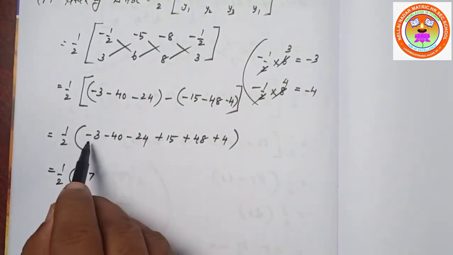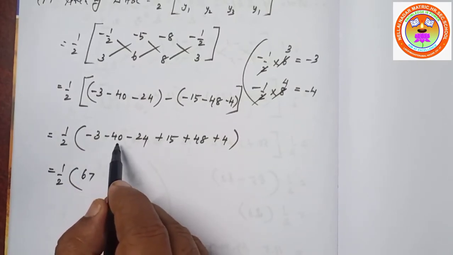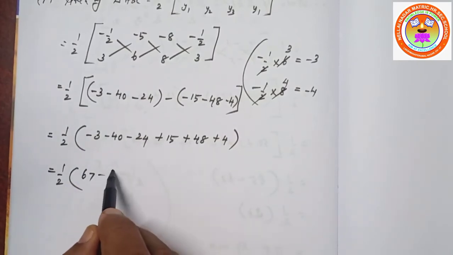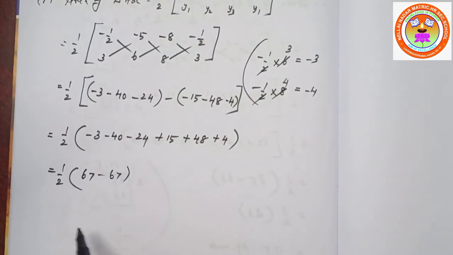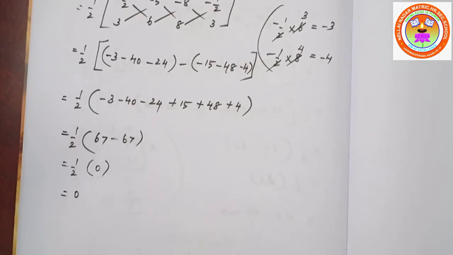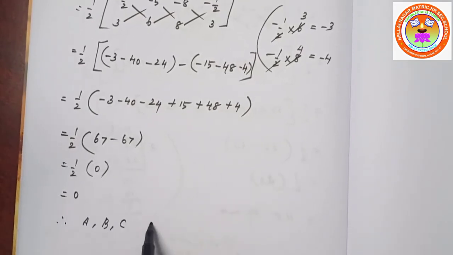Then negative numbers, minus 3, minus 40, that is equal to minus 43, minus 43, minus 24, that is equal to minus 67. That is equal to half into 67 minus 67, that is equal to 0. 0 into anything is 0. Since area of triangle equals 0, you can straight away write A, B, C are collinear.